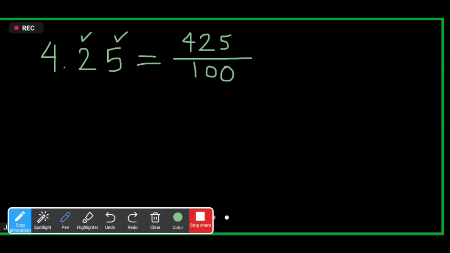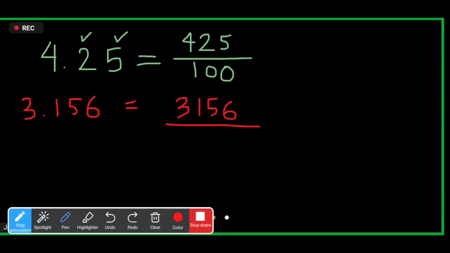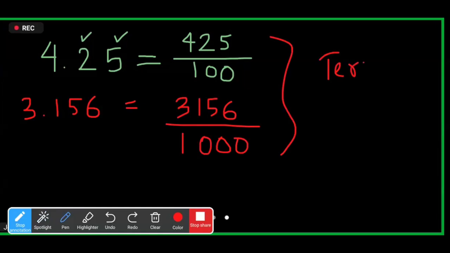Any terminating decimal number, suppose I have 3.156. You can write it with 3156 as the numerator, and what will be the denominator? After the decimal, count how many digits you have: 1, 2, 3. So we write 3 zeros. Any terminating decimal number is your rational number. Clear? So any terminating decimal number is your rational number.